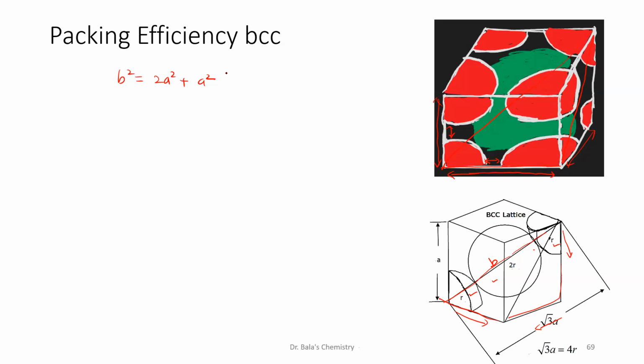Can you repeat why you took 2A? Because we are taking diagonal atoms. Here one edge length is here, and one edge length is here. This is 2A square, and this is also 1A square, so the total is 3A square. The entire thing is B, that is B square. So B square is equal to 2A square plus A square, or B is equal to root 3 A. Is it clear or not? Yes, sir.